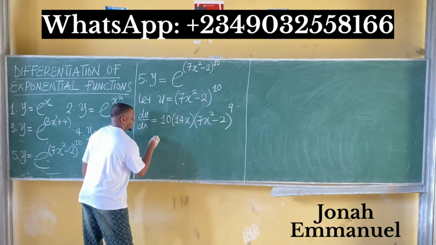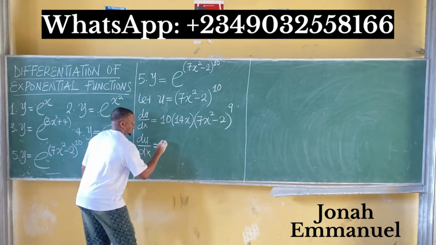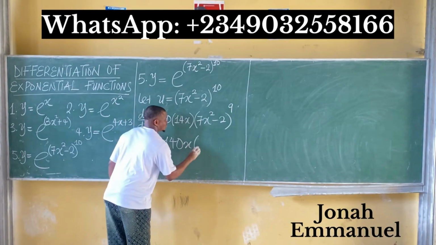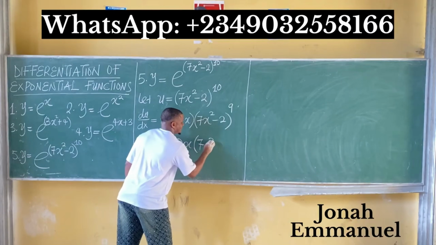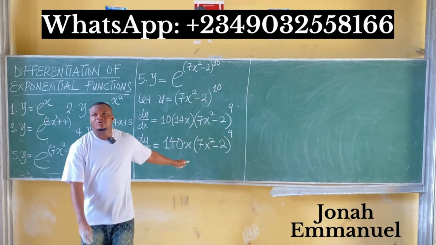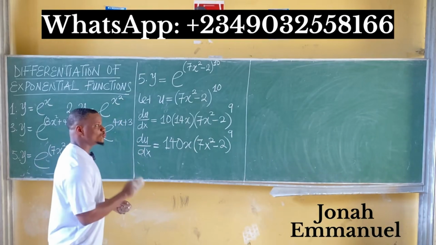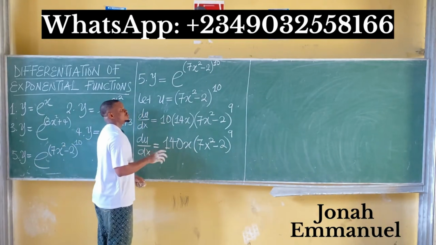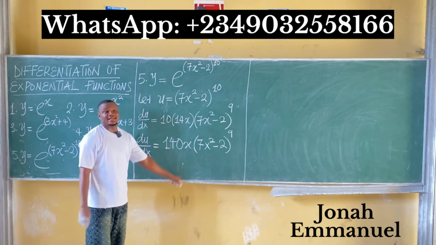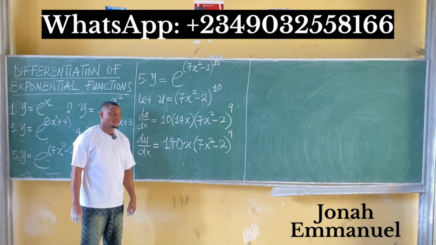Multiply. What do you have here? So du/dx is equal to what there? 140x into 7x squared minus 2 to power 9. Someone was asking me last week, do you use the chain rule shortcut, or when do you use it? You use the chain rule shortcut when you're supposed to use chain rule inside a major question. If you do this in exam, it's okay.